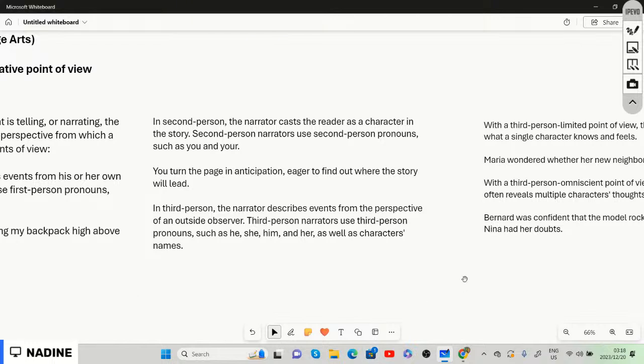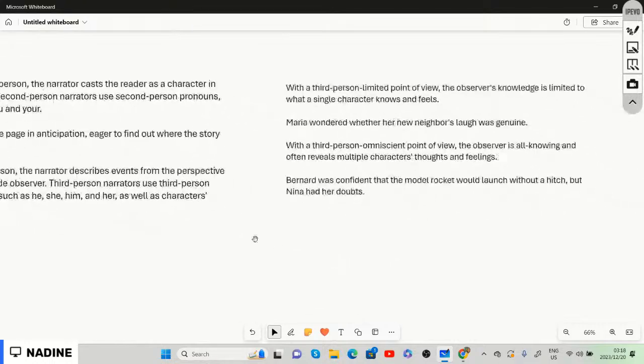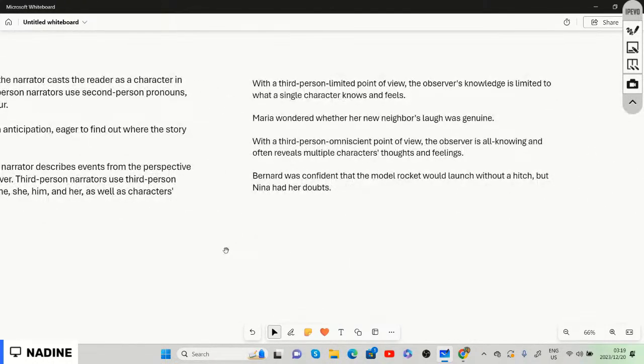And also when it comes to the third person, with third person limited point of view, the observer's knowledge is limited to what a single character knows and feels.